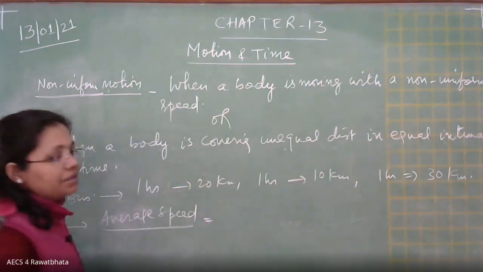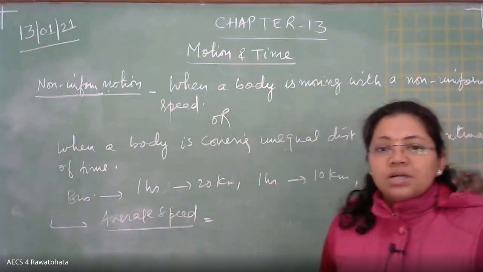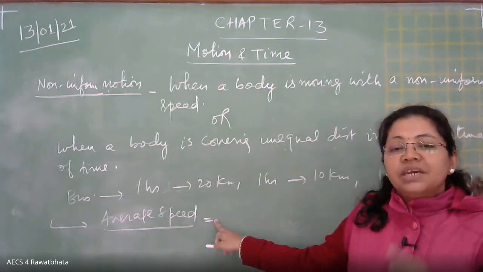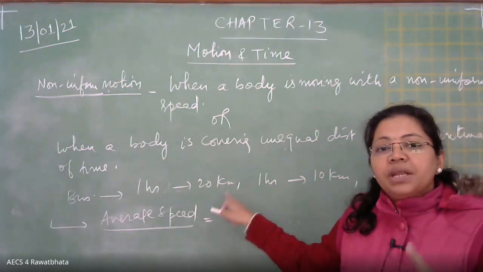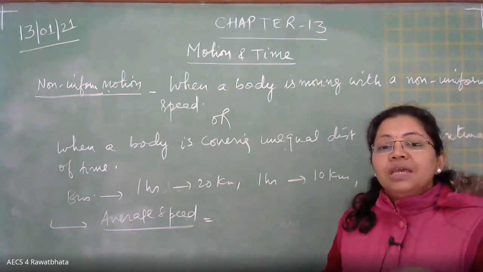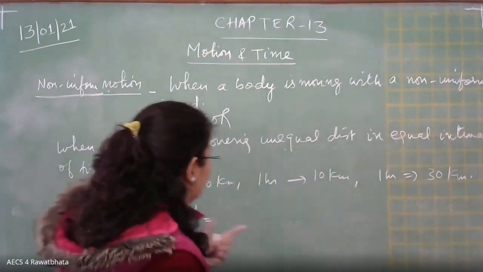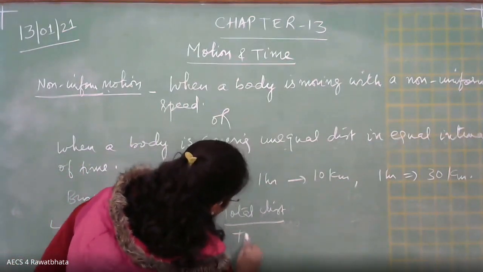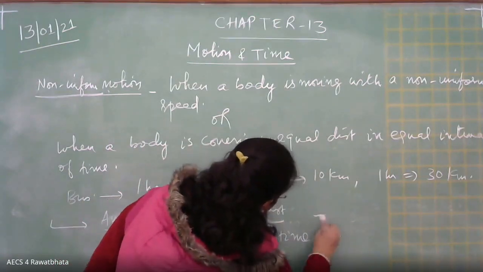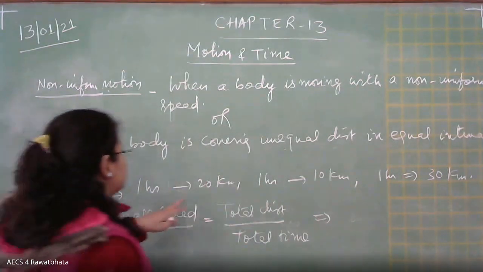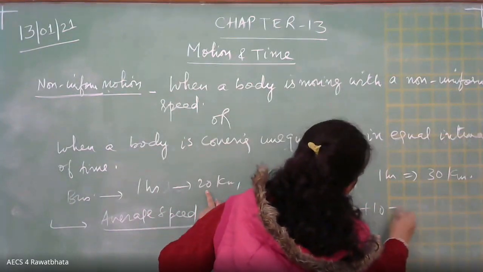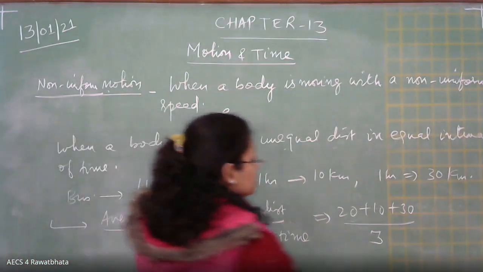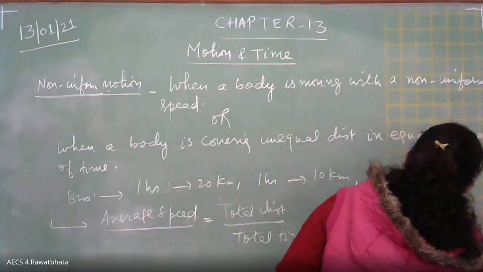We have to calculate the average speed, because here the speed is not constant, it is changing with every duration of hour. So do remember, whenever it is about non-uniform motion, we have to calculate the average speed, and I told you the formula already, that is total distance upon total time taken. So here total distance will be 20 plus 10 plus 30 upon 3.